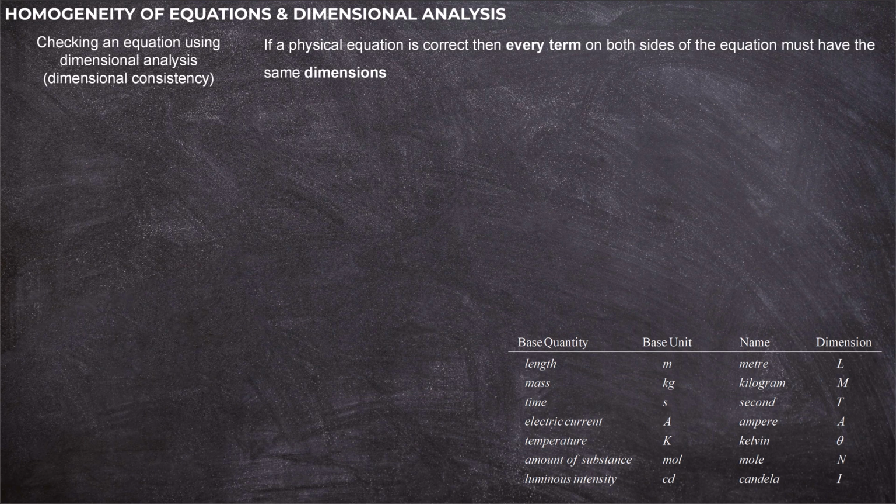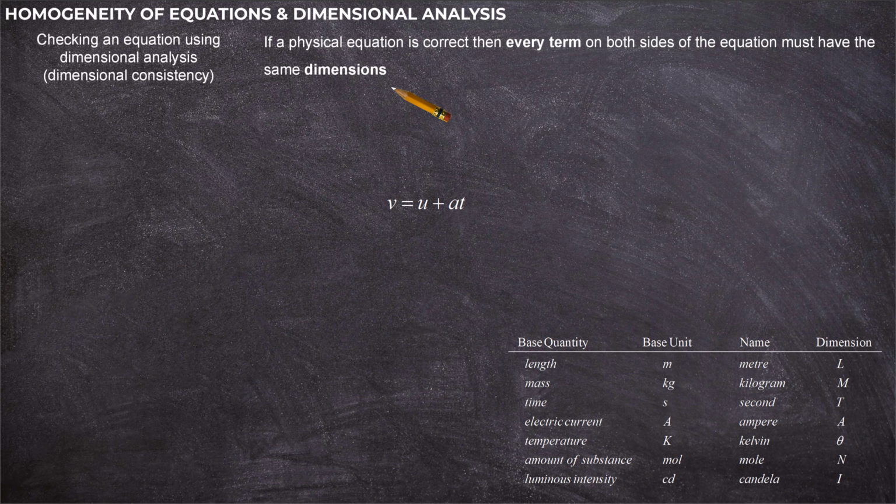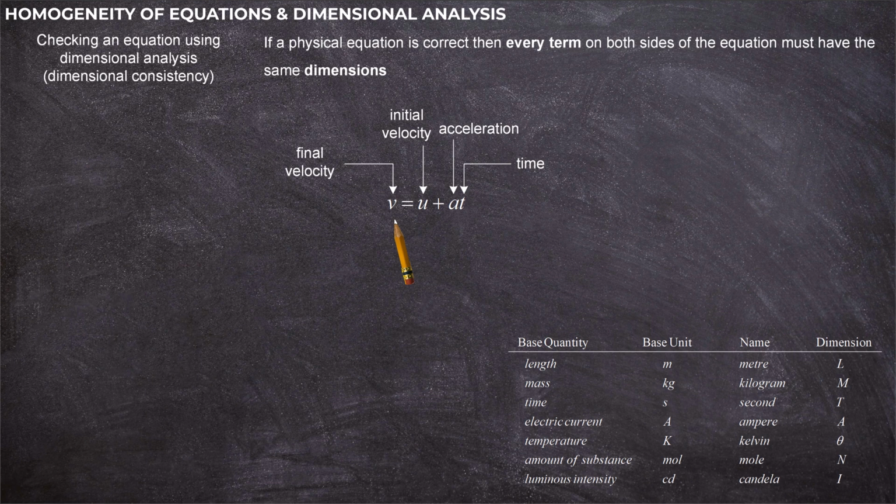The homogeneity of equations. The principle or idea behind the test of homogeneity of equations is that if a physical equation is correct, then every term on both sides of the equation must have the same dimensions. Let's pick an equation that we are familiar with from kinematics, v equals u plus at, where v is the final velocity, u the initial velocity, a the acceleration, and t the time.